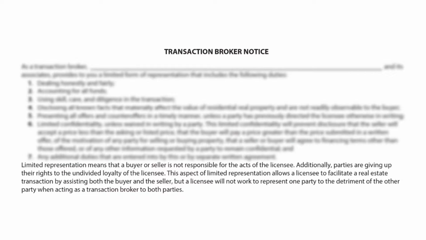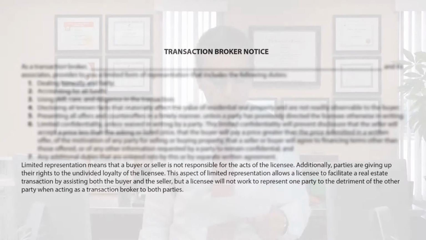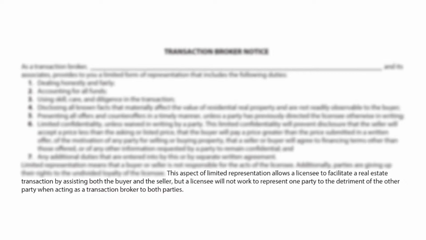Additionally, parties are giving up their rights to the undivided loyalty of the licensee. This aspect of limited representation allows a licensee to facilitate a real estate transaction by assisting both the buyer and the seller. And I'm going to stop here because it does say assisting both buyers and sellers. It doesn't say representing, because dual representation or dual agency in the state of Florida is illegal. But a licensee will not work to represent one party to the detriment of the other party when acting as a transaction broker to both parties. What that means is that the agent has to be fair to both parties.